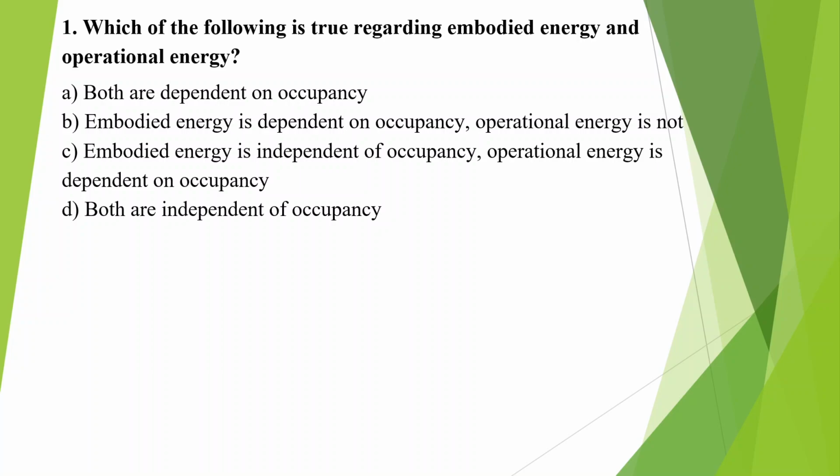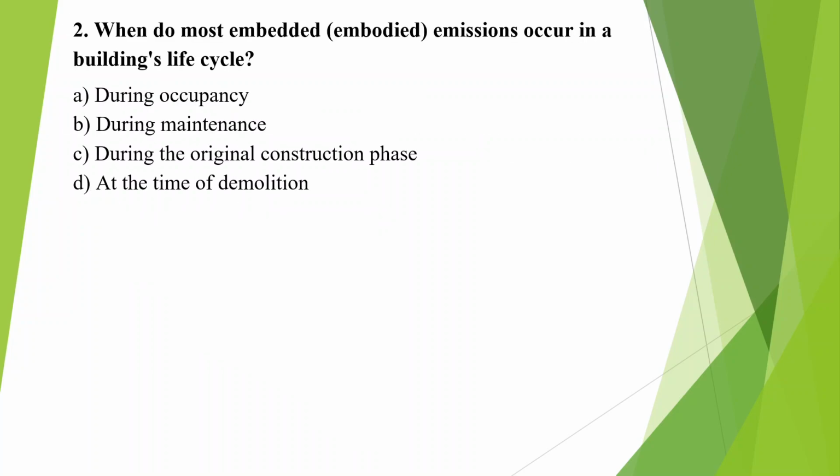Embodied energy is independent of occupancy, as we all know. It comes from extraction, manufacturing, production, or transportation. These are contents where occupancy has nothing to do. It's independent of the behavior of the occupants. But operational energy is highly dependent on occupancy: how many occupants there are, what the population size inside the house is, or what their behavior is, whether they are running the air conditioning or saving energy. So all of you have opted for the correct answer and understood it very well. Let's move to the second question then. Here is the second question.